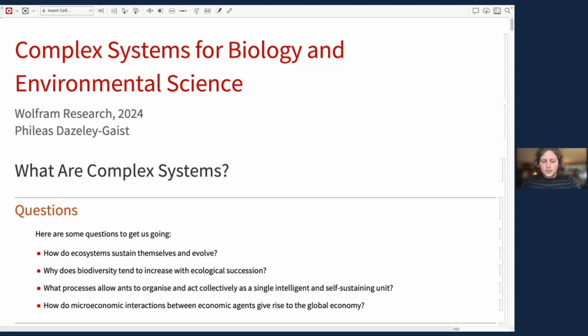We'll be characterizing complex systems and their properties in this event and exploring some modeling approaches and techniques that are frequently used to study them. Great. So what are complex systems for a start?